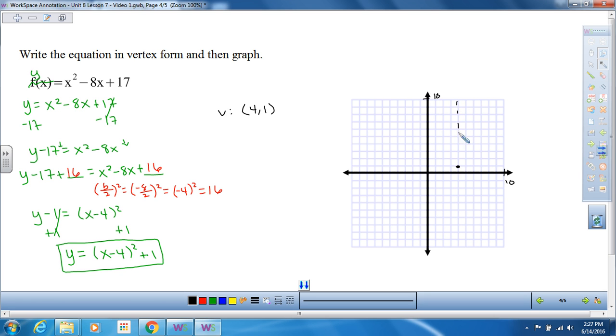Remember, all quadratics, all parabolas have this axis of symmetry that goes through the vertex. Since a is just 1, I can use the pattern. So over 1, 1 squared is 1, so up 1. Over 2, up 4, but always starting from your vertex. And then over 3, up 9.